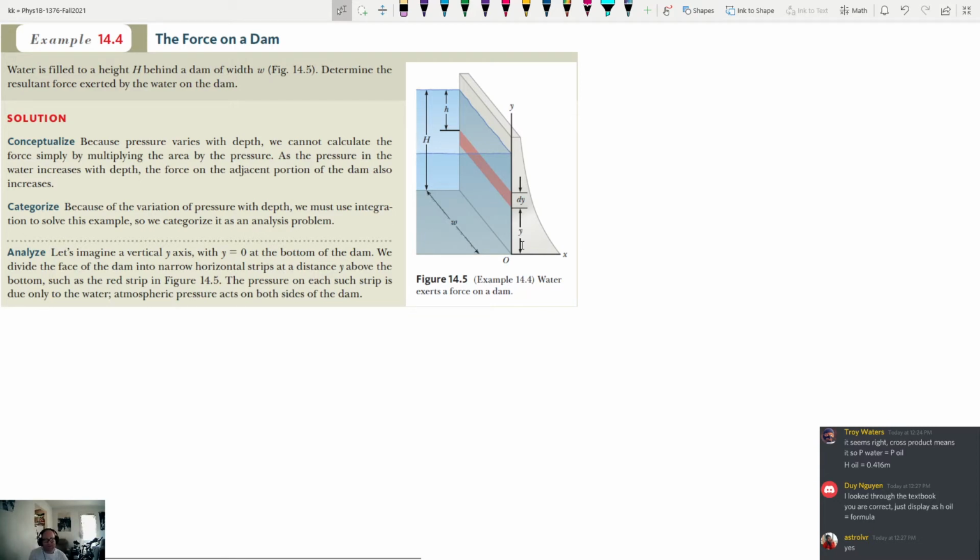Before I start talking again, does the setup or the picture make sense, and does what we're trying to solve for make sense? We want to find the total force on the dam. The dam being the gray thing in this picture right here. Does at least what we're trying to do make some kind of sense to you, even if you don't know how to do it?